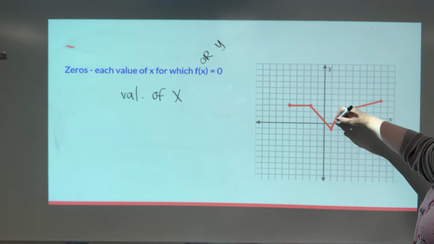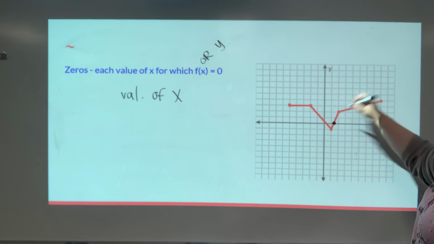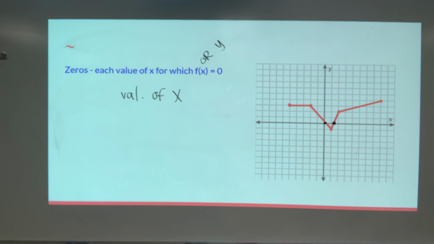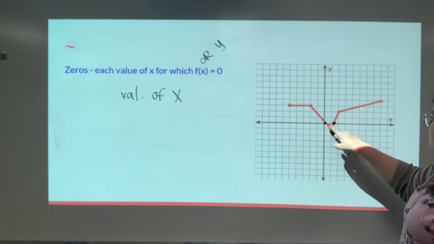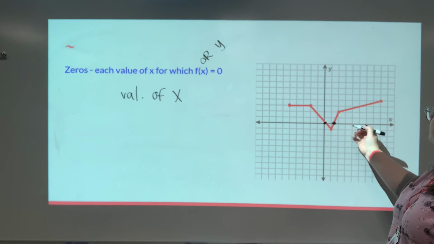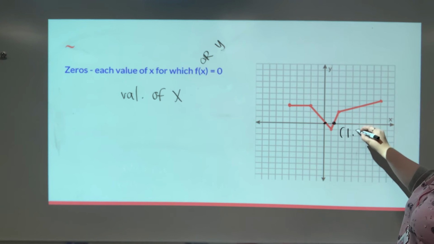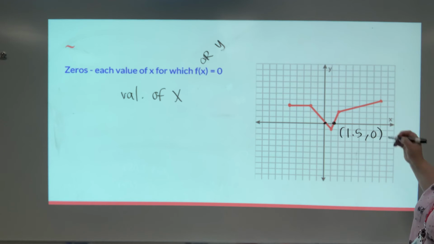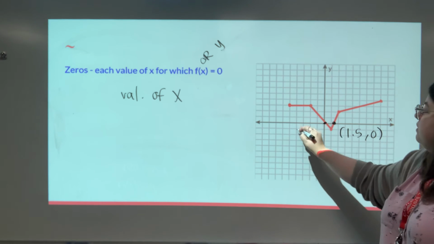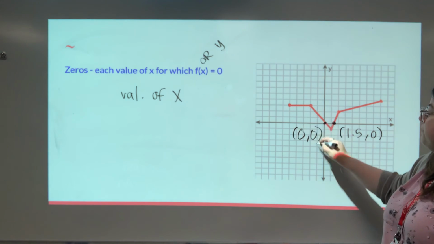So I've got a 0 right here, and I have another 0 right here. That's where the function crosses the x-axis. That's where my y equals 0, all right? So here I'm going to say that it's about 1.5. So this first point is at 1.5, comma 0. And I'm going to say that the other one crosses at about the origin, 0, 0.